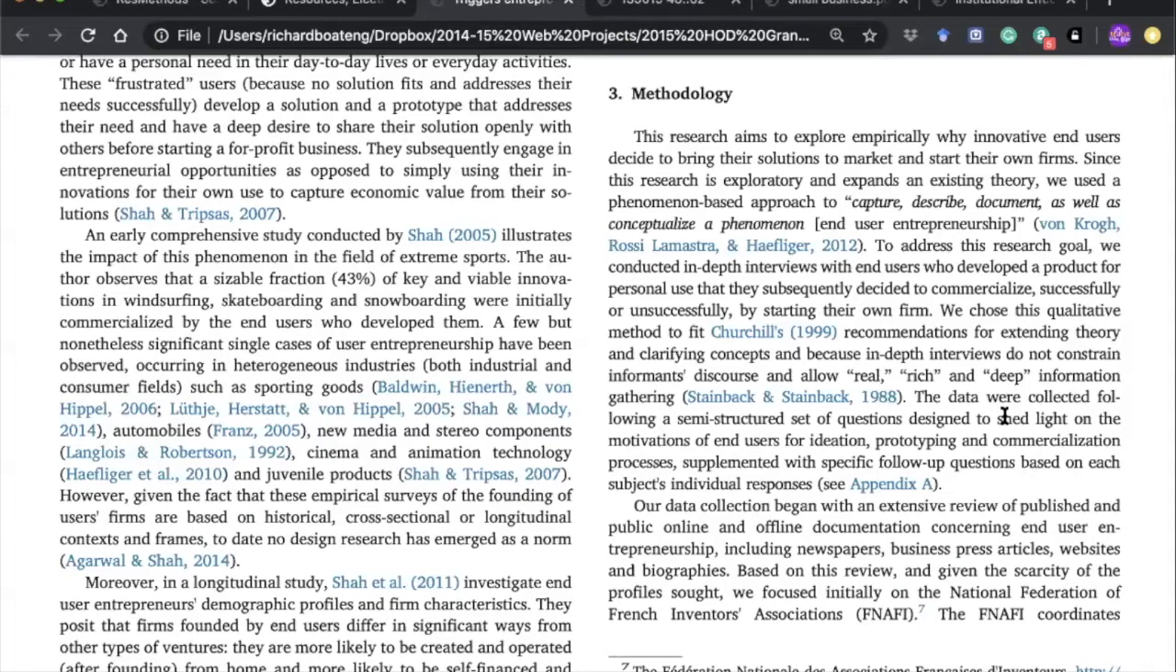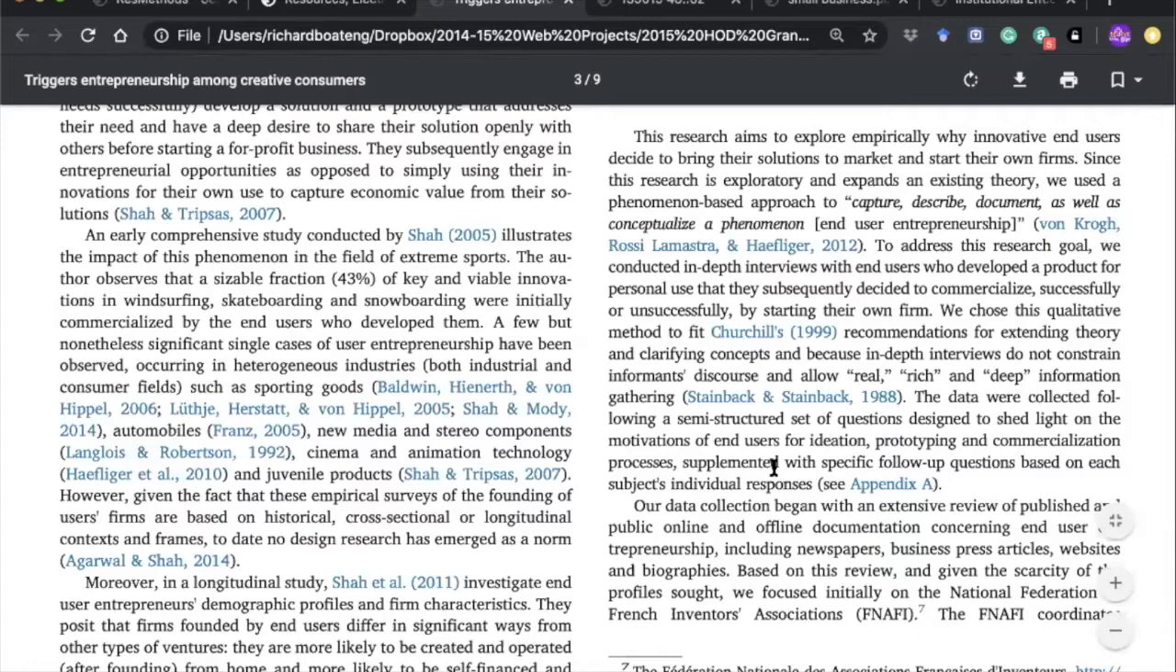Okay. So we chose this qualitative method to fit Churchill's recommendations for extending theory. Okay. And then clarifying concepts. Because in-depth interviews do not constrain informants' discourse and allow real and rich, deep information gathering. The data were collected following a semi-structured set of questions designed to shed light on the motivations of end users for ideation, prototyping, and commercialization processes, supplemented with specific follow-up questions based on the subject's individual response.